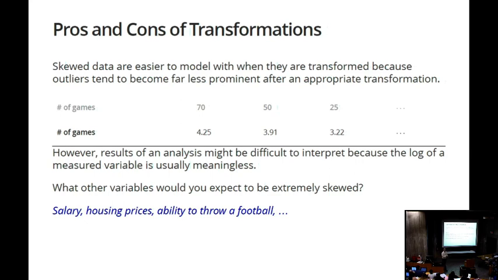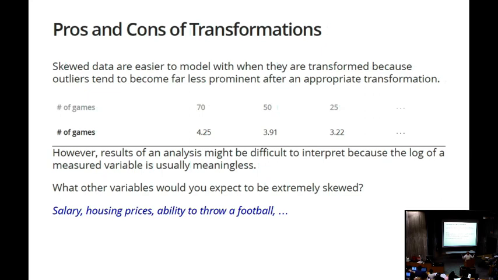Salary is extremely skewed. Some people make a lot of money. Ability to throw a football is extremely skewed. There's just really not very many people who can throw a football very well, and the ones who can tend to play football. The rest of us watch football. Housing prices are extremely skewed, again, from the argument that there is a limited amount of housing stock and land, and people are willing to pay insane amounts of money simply because they have the money, and why not?